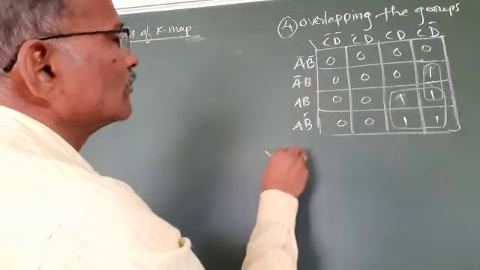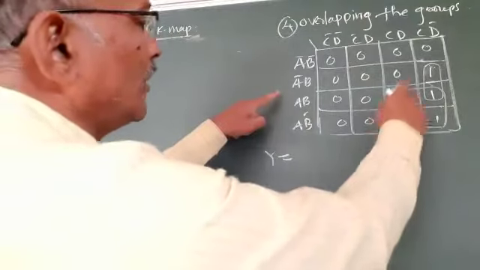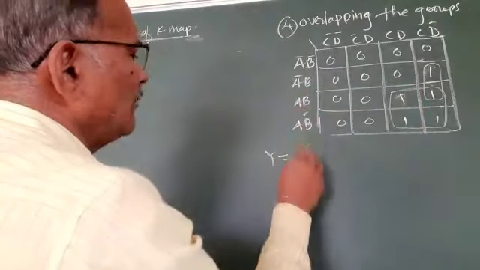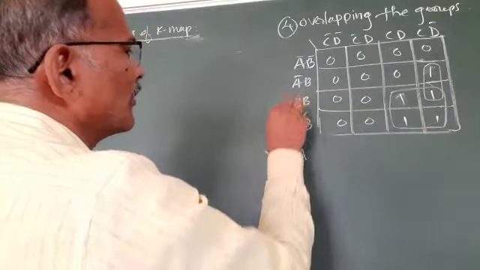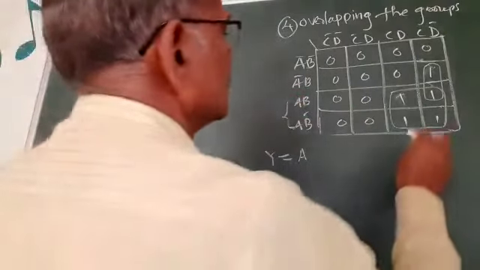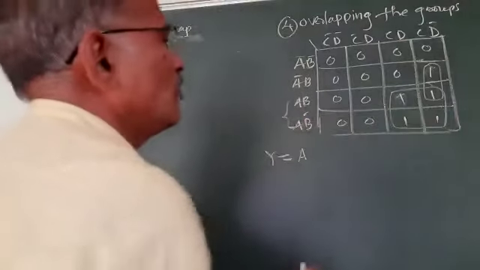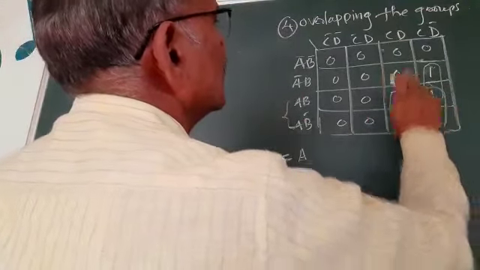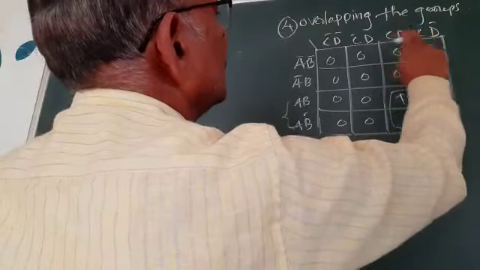So how can we find the y, or prime implicants? So y is equal to, see here in this case, which will be the common? A is the common. So A is the common here, and if A is common, we can have now this one. So here C, CD and CD bar.